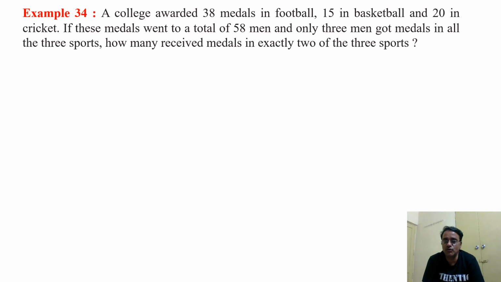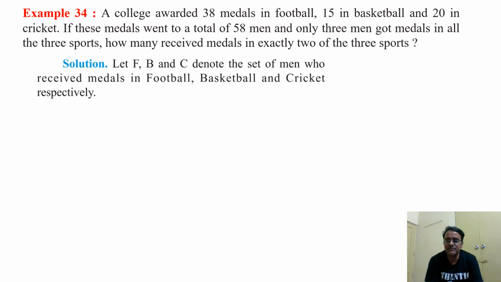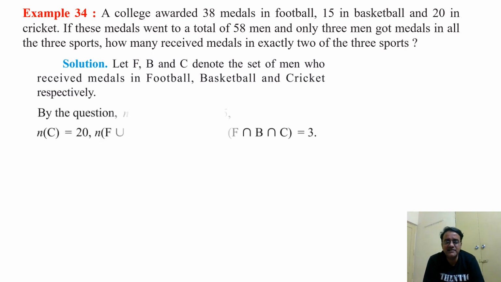Okay, so first we'll write the sets. Let F, B and C denote the sets of men who received medals in football, basketball, and cricket. So F we'll take for football, B for basketball, C for cricket. We can take A, B, C also. Okay, so now what is given?